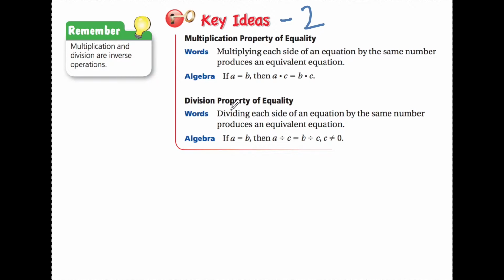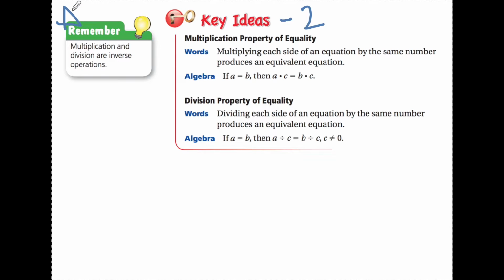And dividing, the division property of equality, dividing each side of an equation by the same number produces an equivalent equation. So if we have A equals B, then A divided by C is equal to B divided by C, because we're doing the same thing on each side of the equal sign. Remember, we want to balance it. If you do it to one side, it's got to be done to the other. If it's balanced, it is an equal equation.